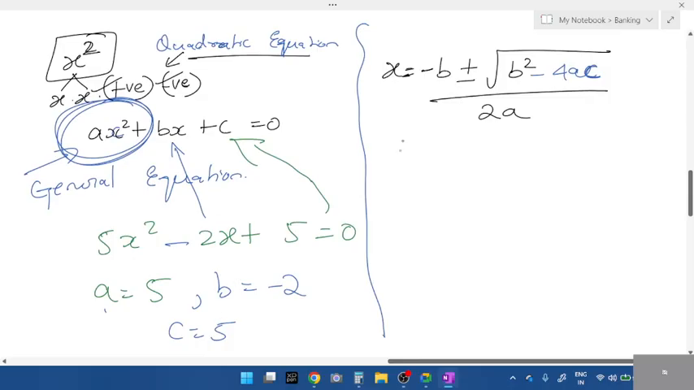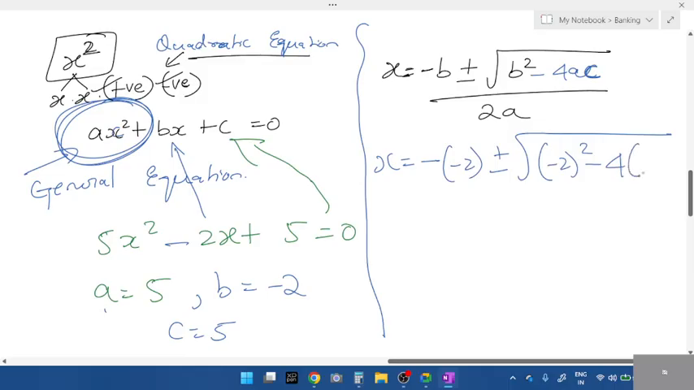Next, substitute all these values. X will remain as it is. Minus of B value is minus 2, plus minus square root of B square, that is minus 2 the whole square, minus 4 into 5 into C is 5, divided by 2 into 5. Okay. Is this clear? All of you understood how to substitute? Shall we start solving the question?